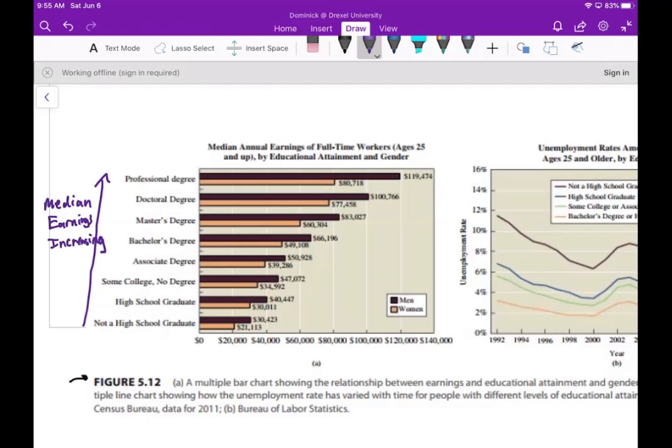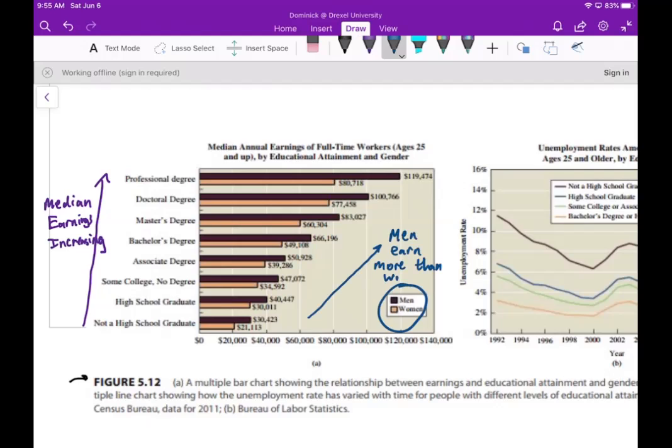Right? But another thing that we could also see is that if you look at our legend here, right? So our multiple categories here are for men and for women, and it seems that the men have the edge in each category, right? So it seems that men earn more than women based on this graph.